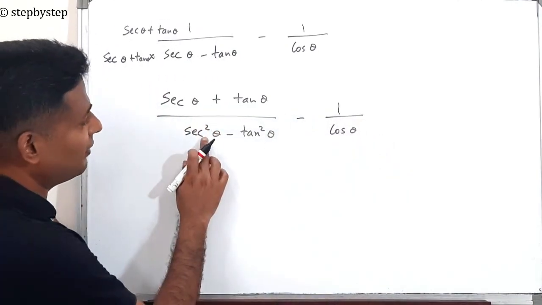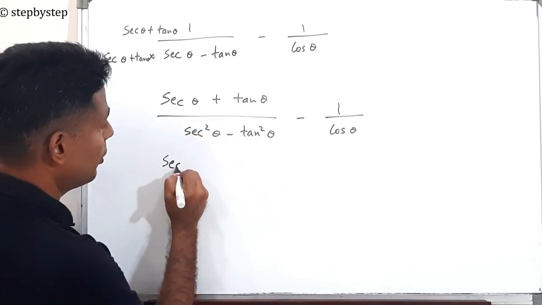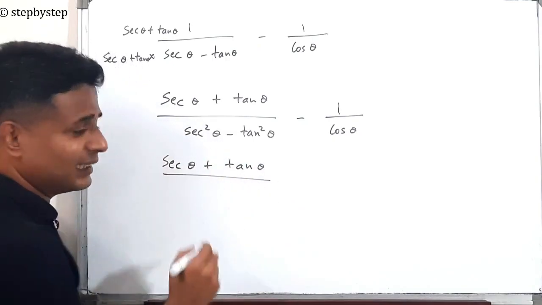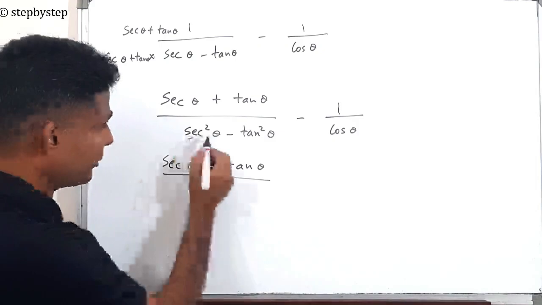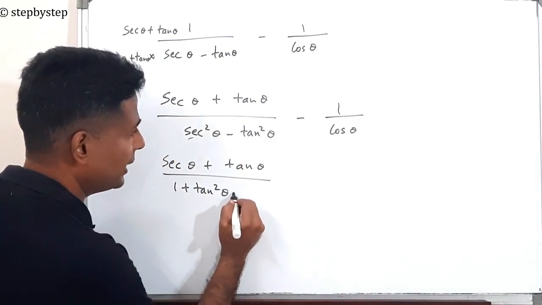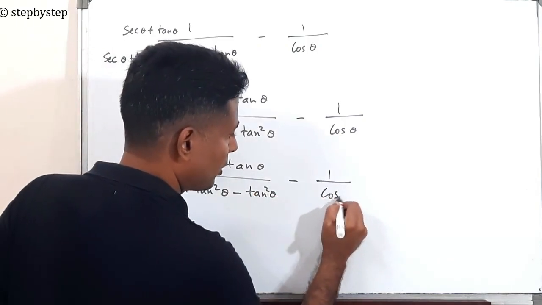Now if I observe, I have secant square and tan square. I can convert secant square to tan square. How? The top part is secant theta plus tan theta, and secant square theta is 1 plus tan square theta. So instead of secant square theta, I can write it as 1 plus tan square theta minus tan square theta, minus 1 by cos theta.